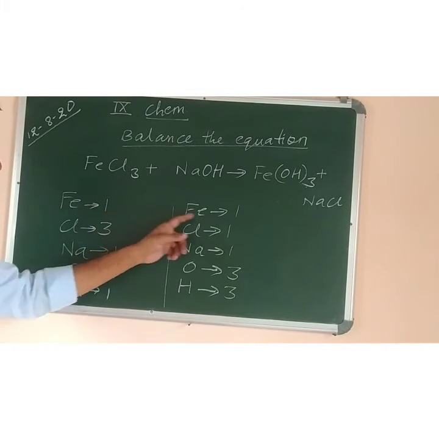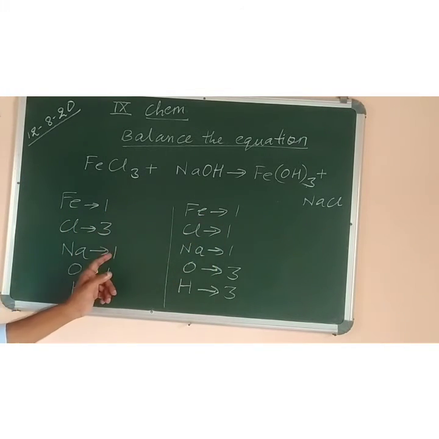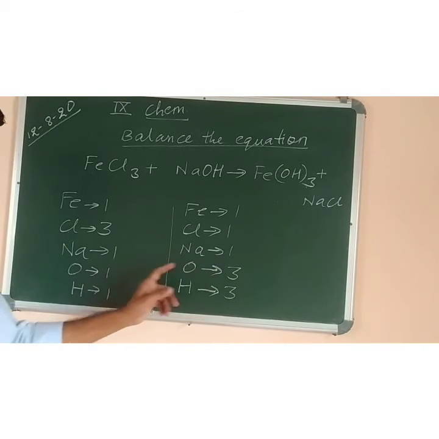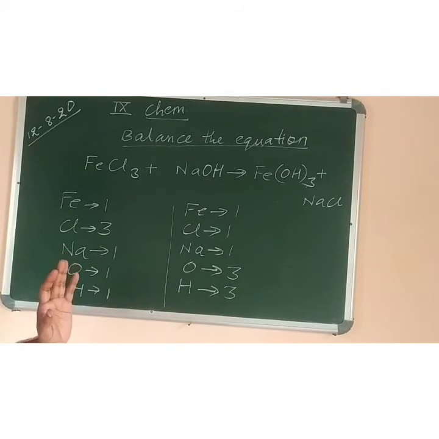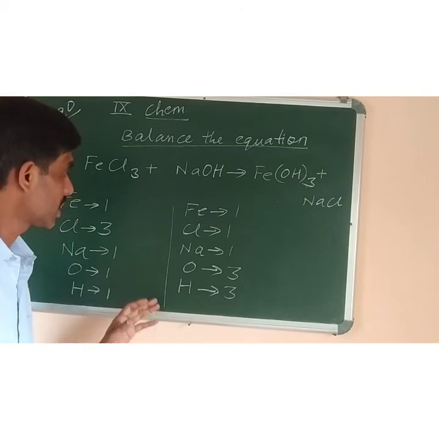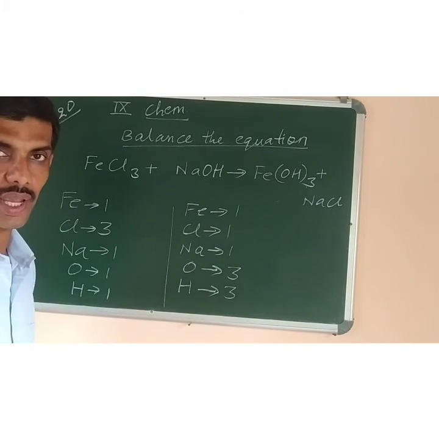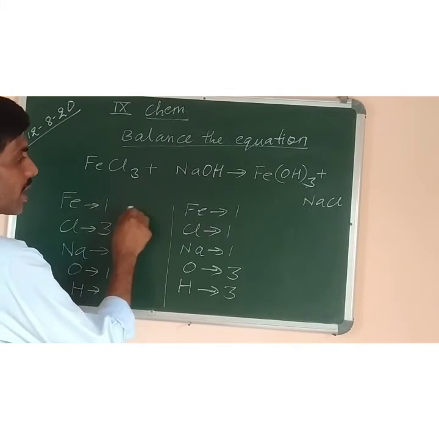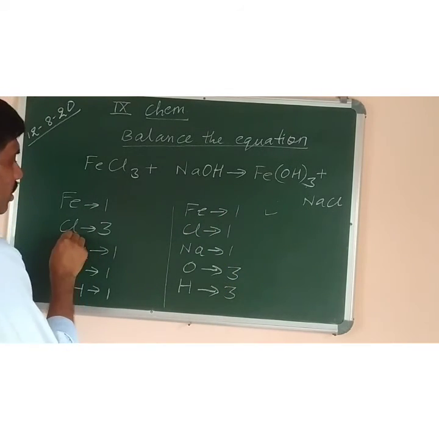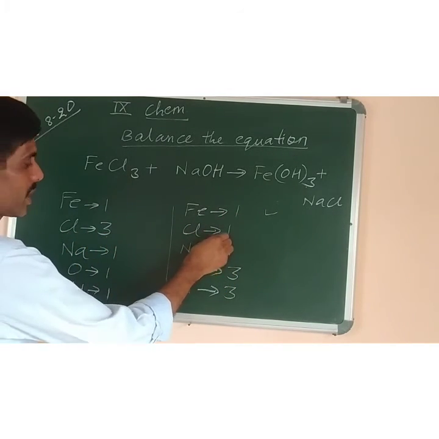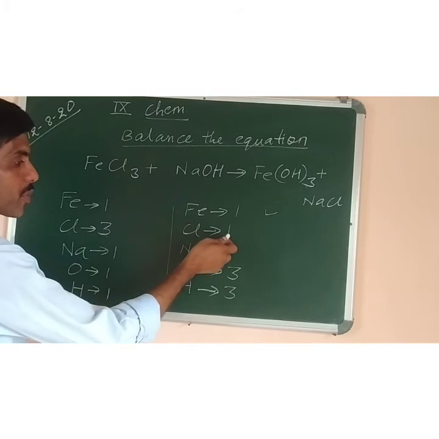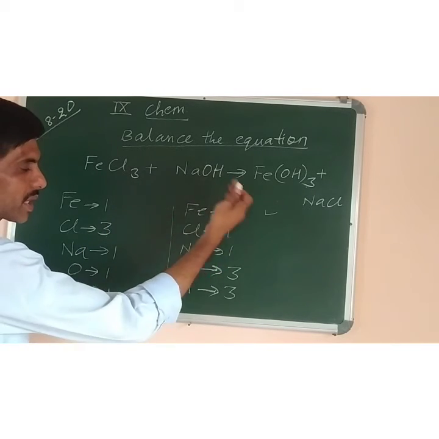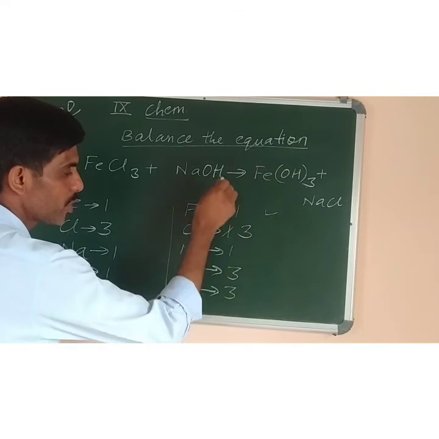Now you can check 1 1, 3 1, 1 1, 1 3, 1 3. It's not balanced. If the equation is balanced, the numbers should be equal on both sides. So let's start with the first one, that is iron. 1 1, it's already balanced. Chlorine is 3 here, and here chlorine is 1. It means not balanced. We have to make 3 chlorine atoms on the right side also.